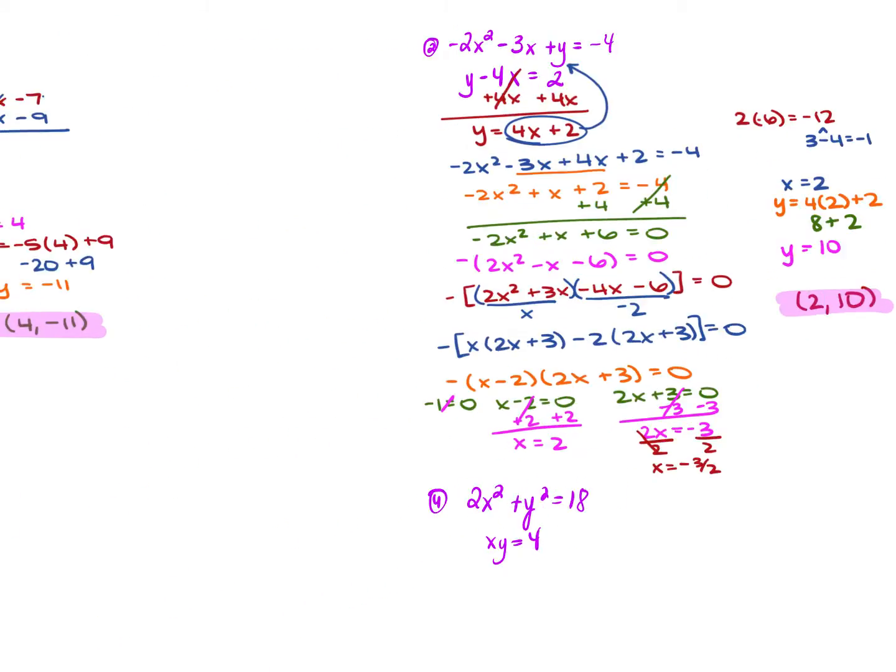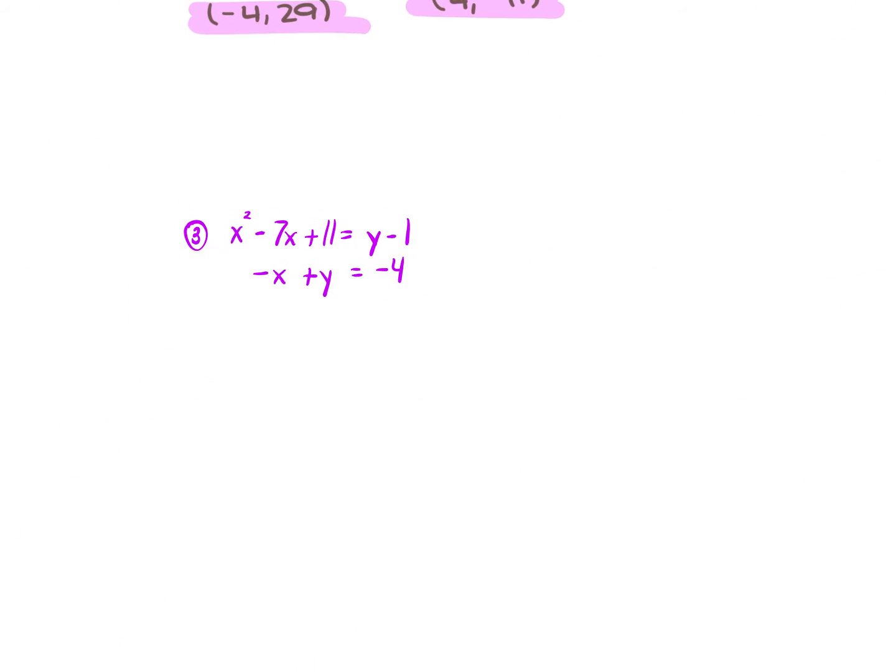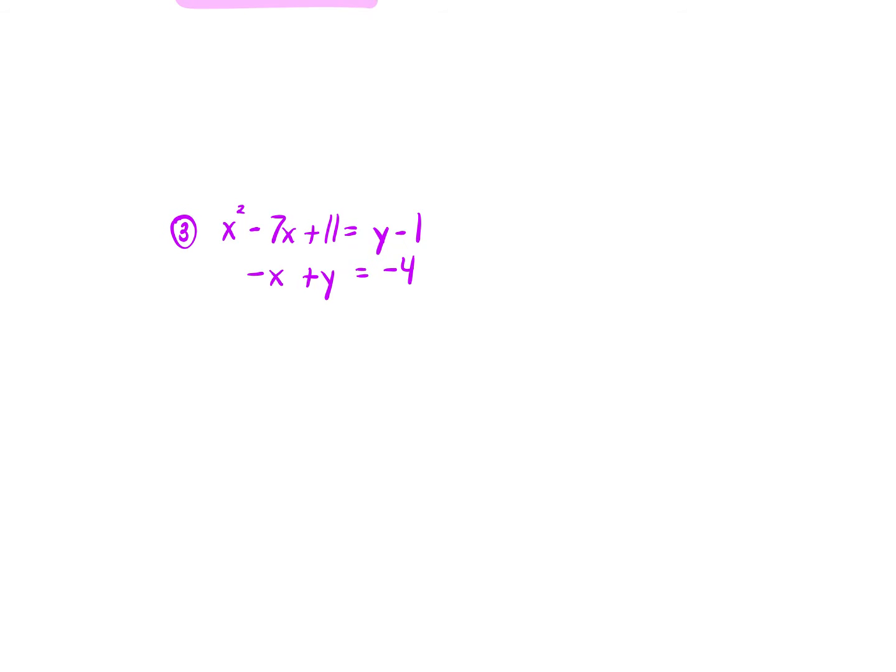For our next one, number 3, we have x squared minus 7x plus 11 is equal to y minus 1, and negative x plus y is equal to negative 4. I like that bottom equation in order to solve for one of these variables. I want to get the y by itself because it's already positive. So I'm just going to move that x over by adding it to both sides. And this leaves us with y is equal to x minus 4.